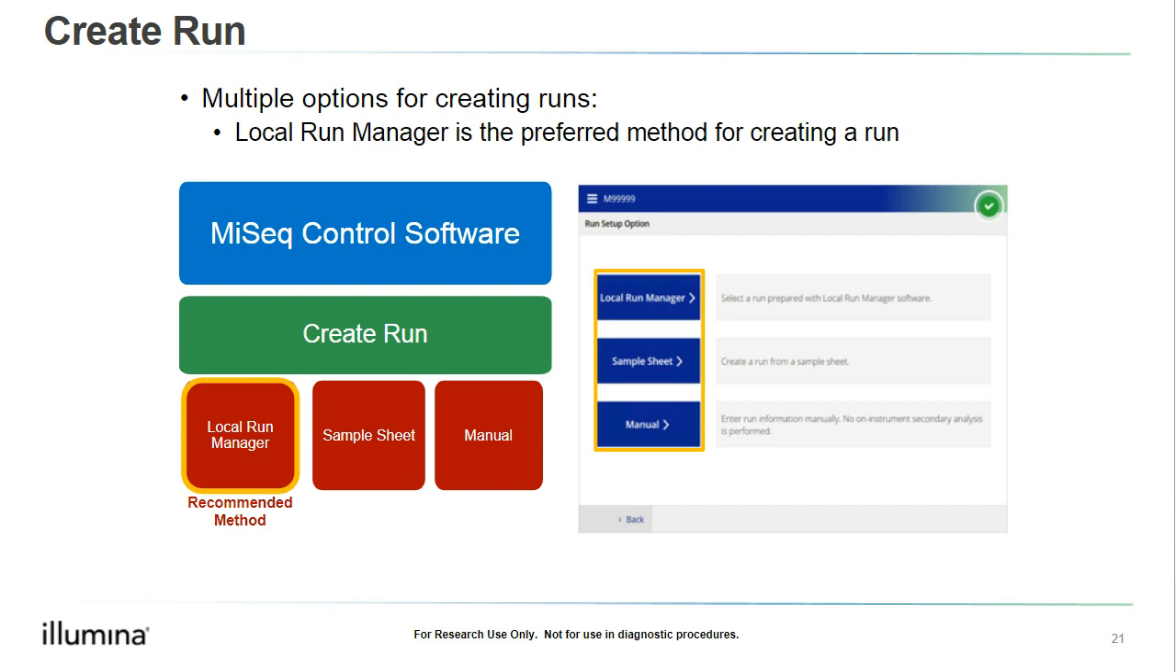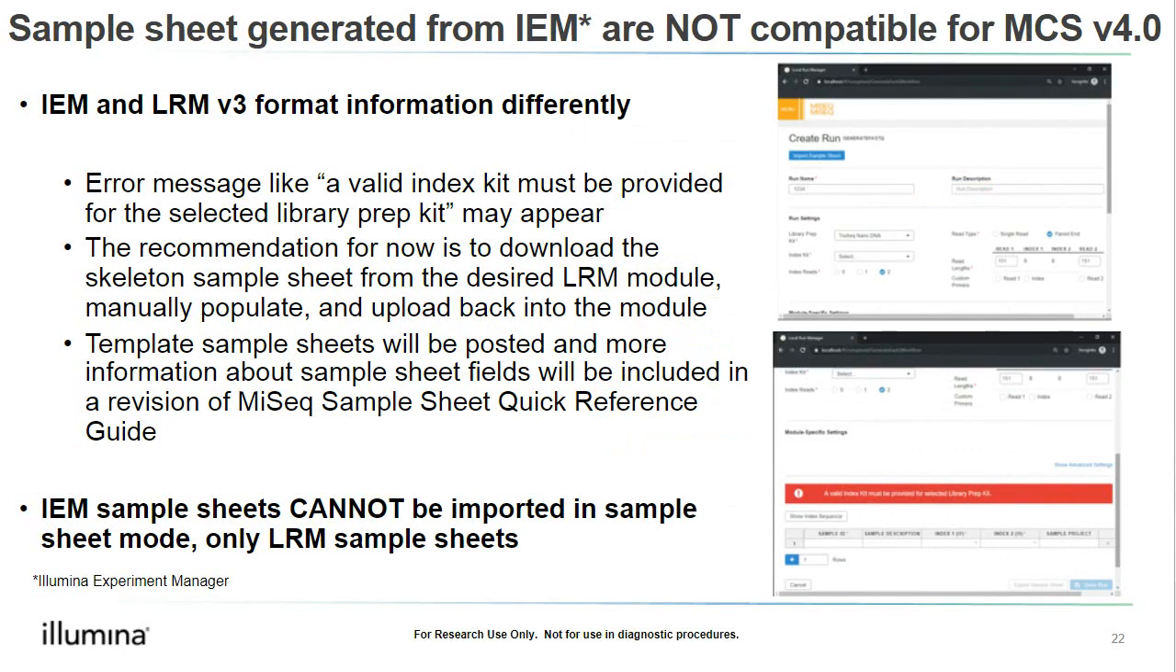We do recommend Local Run Manager mode, as this will make sure that your run setup has no errors or anything that will cause problems with analysis. Now, one very important thing, and if you remember really only one thing from this presentation, it's this: sample sheets generated from Illumina Experiment Manager are not compatible with this version of the control software. There are formatting differences between IEM sample sheets and how Local Run Manager version 3 formats sample sheets or inputs information, so you cannot use IEM sample sheets with Local Run Manager version 3.